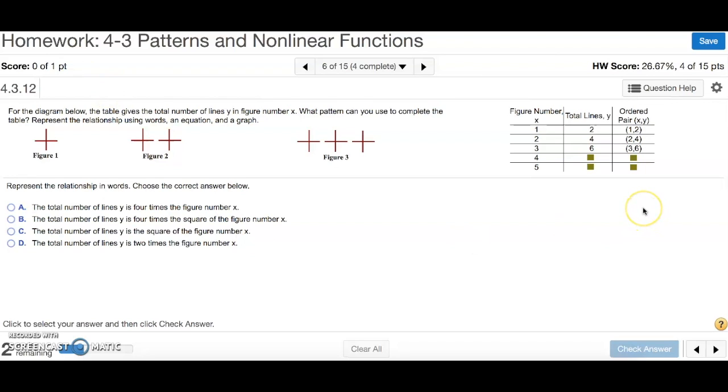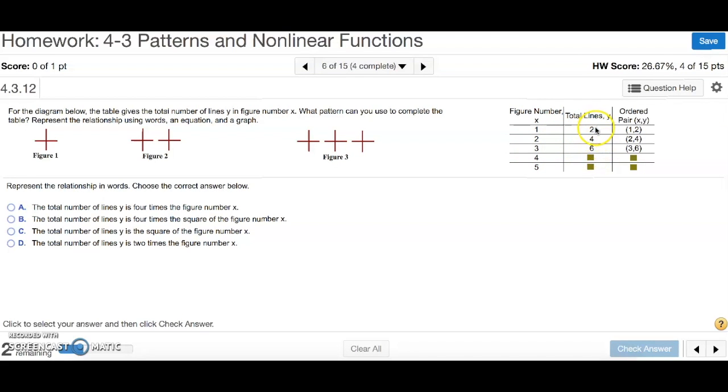Looking at our table, we're going to look for some patterns. So I notice our pattern for y is 2, 4, and 6. We are adding 2 each time. And basically what I'm doing in terms of the x's is to go from 1 to 2, 2 to 4, and then 3 to 6. I'm multiplying each of these by 2. 1 times 2 is 2, 2 times 2 is 4, 2 times 3 is 6.